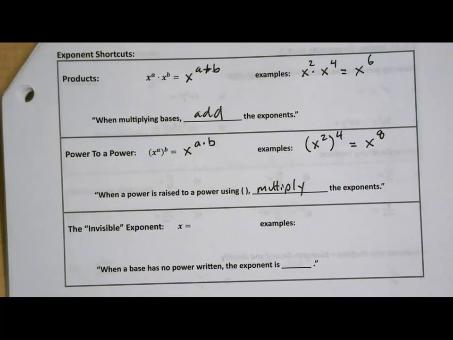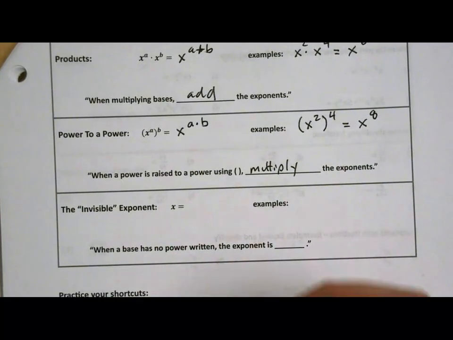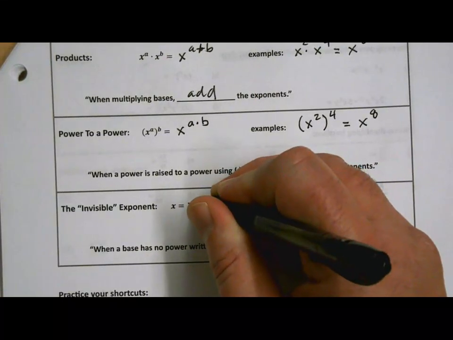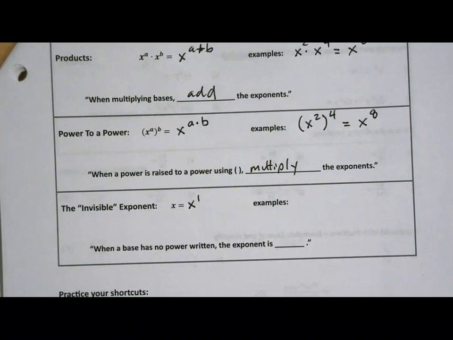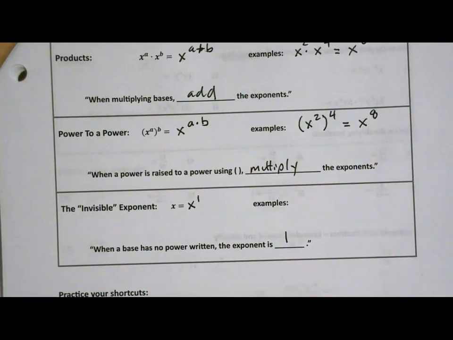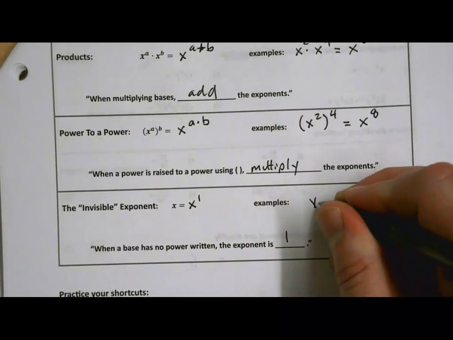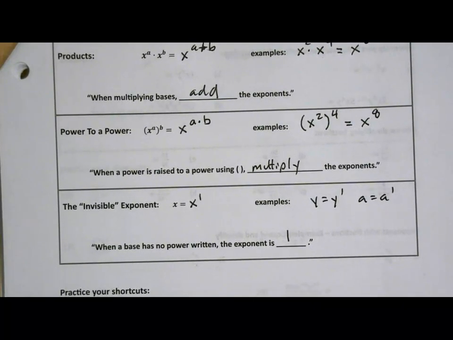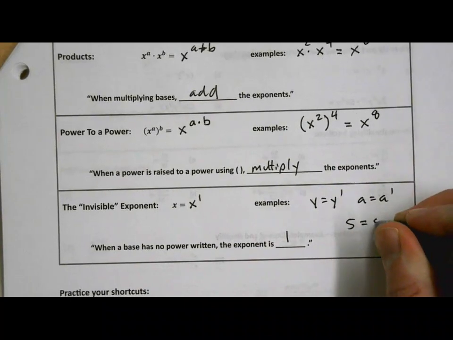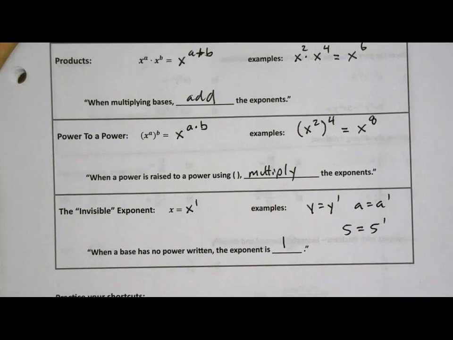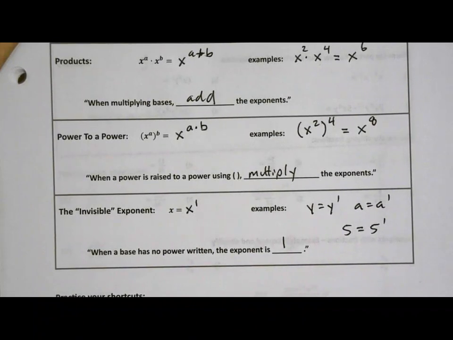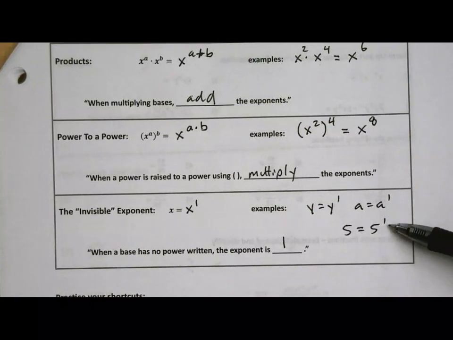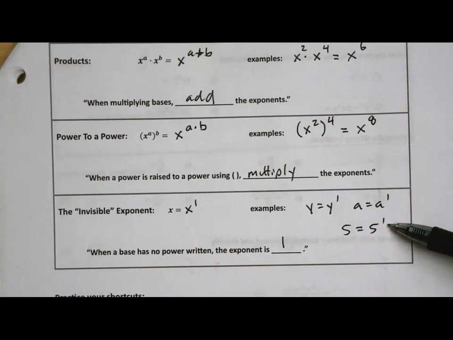This last little box here is just about invisible exponents. If I give you something that does not have an exponent on it, I need you to know that the exponent is 1. So if you see an x, you can always put a power of 1 on it. When a base has no power written, the exponent is 1. So if I had a y, that's the same as y to the 1. If I had an a, that's the same as a to the 1. Now this also works with numbers. If I had a 5, 5 is 5 to the first power. Everything has an exponent. A lot of times I am going to write these ones in. You guys are going to see me do that as we work through a couple examples here, okay?